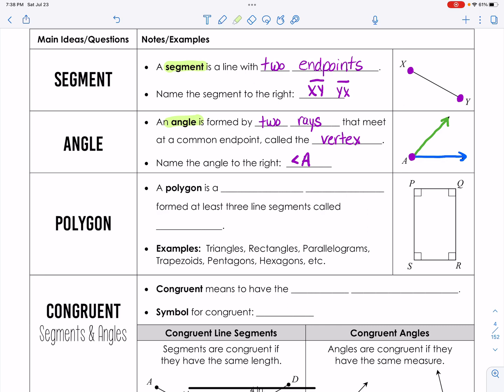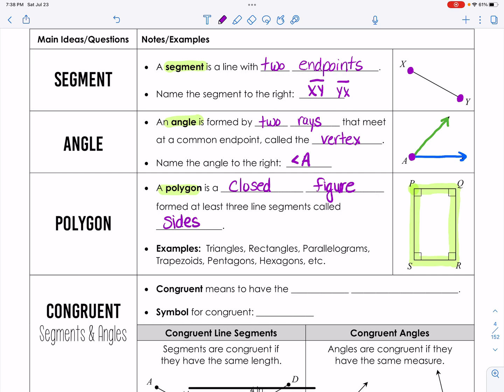A polygon, that's our next vocab word. A polygon is a closed figure. I'm going to show you that really quick. A closed figure, because if I start at this P, I go here, I go down, I'm not picking up my pen at all, and I go back up here and it ends. If you look, there's no openings there. It's formed with at least 3 line segments called sides.